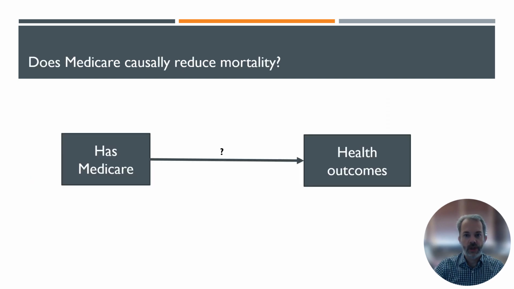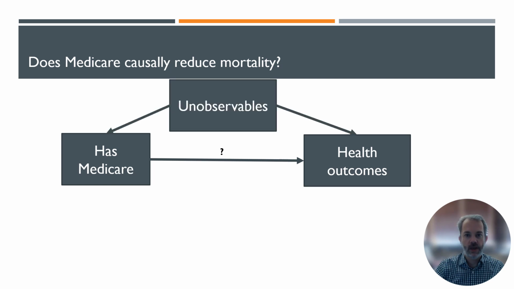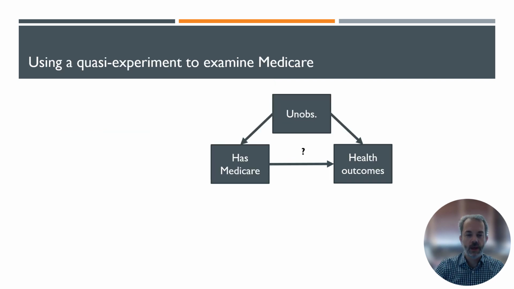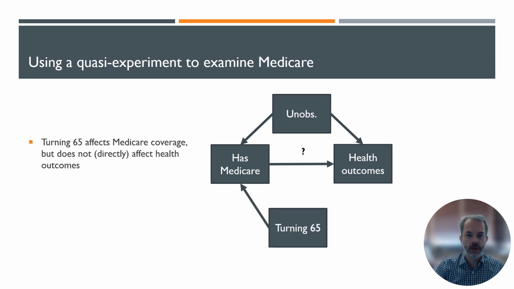So we can think of the underlying problem as estimating the causal effect from Medicare to health outcomes, but we have these unobservables that affect both Medicare and health outcomes. In our quasi-experimental study design, we will look at how turning 65 affects Medicare coverage. Turning 65 has a direct effect on Medicare, but there's no arrow linking turning 65 to health outcomes. Therefore, we can think of turning 65 as a proxy treatment.